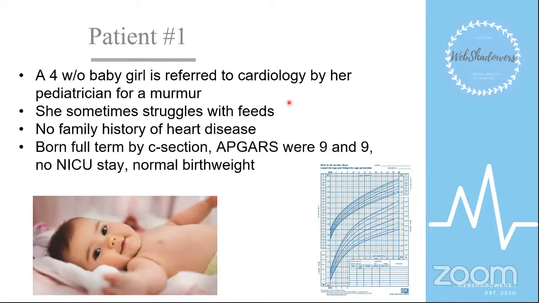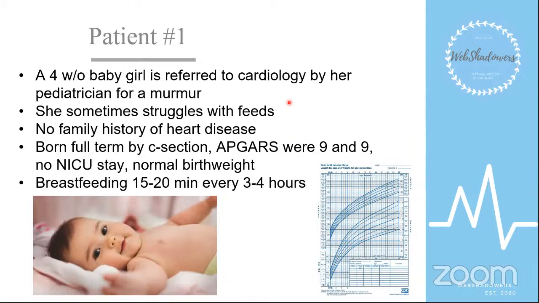No family history, which you guys asked about. And again, full term C-section. APGARs were normal. So normal APGAR is 10. 10 is a perfect APGAR. 9 and 9 are also great. Did not spend any time in NICU, normal birth weight.